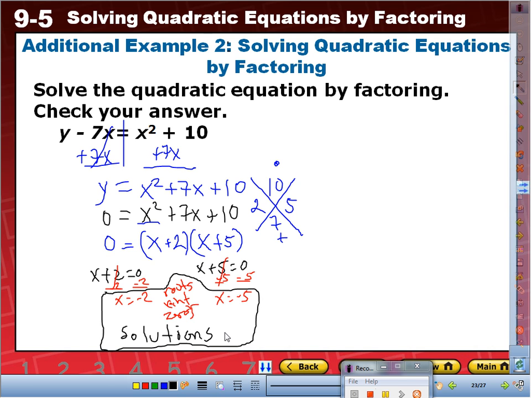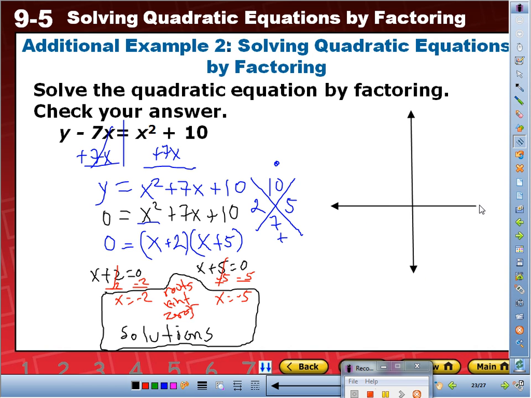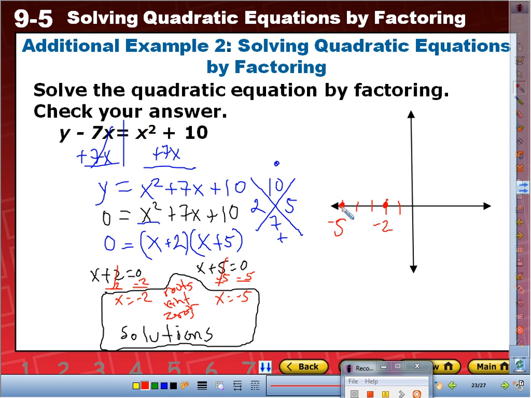However, we're not done. Step 6, the 2 steps that I added at the end, we need to graph. Let's graph. My first x-intercept is negative 2. 1, 2, negative 2 is right there. The other one is negative 5. 1, 2, 3, 4, 5. Negative 5 is right there. And what else do we need? Our y-intercept. So let's look at the equation that's already solved for y. And what is my constant? 10. And that goes up here.